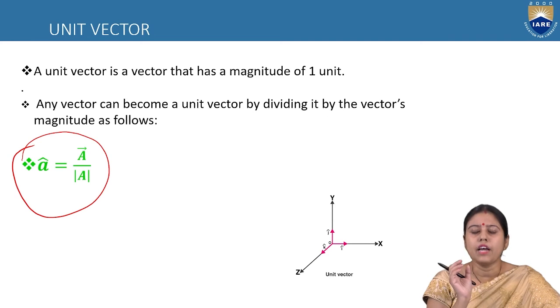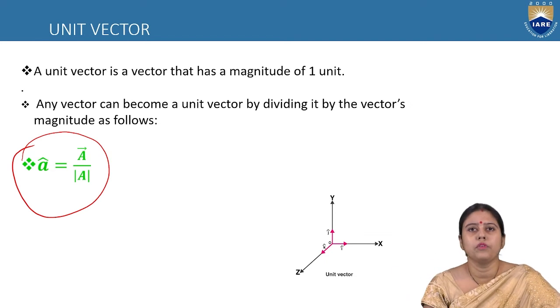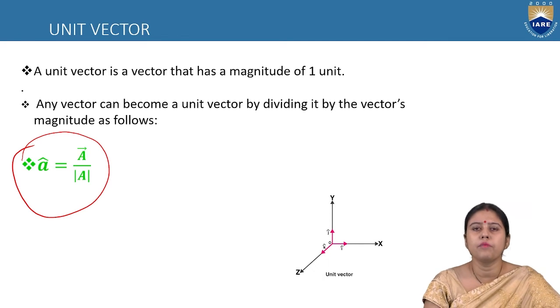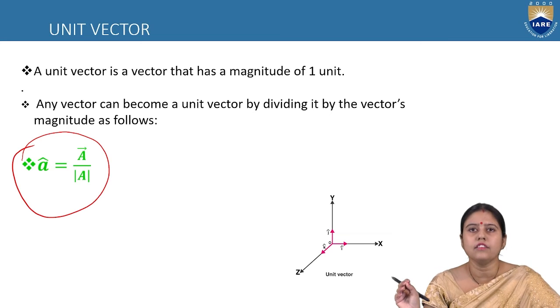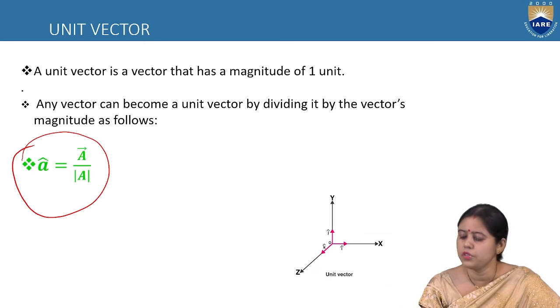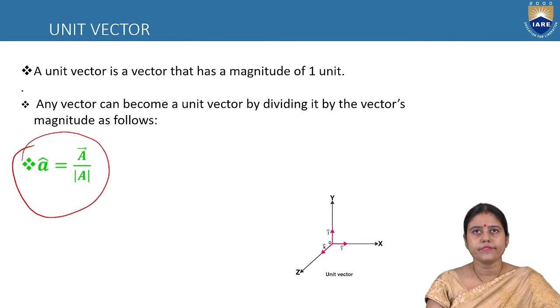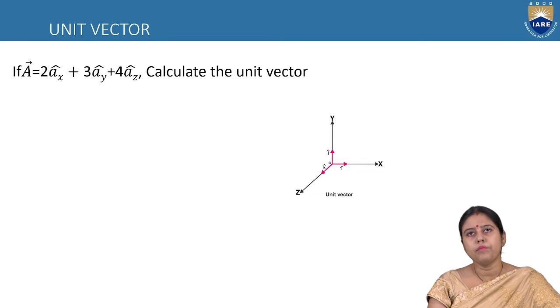What is the significance of the unit vector? If something is changing, we can write its magnitude with the unit vector. If a car is moving with a velocity of 50 km per hour from east to west, we can say 50 is its magnitude and its direction is east to west. So if we write only the direction, this is the unit vector. Okay? So we will do some problems.